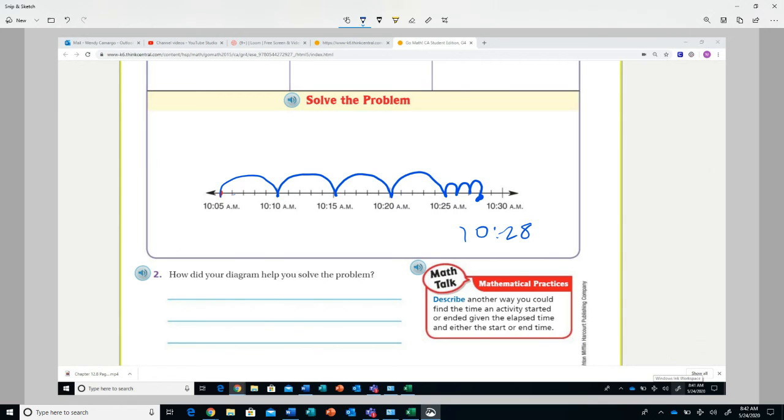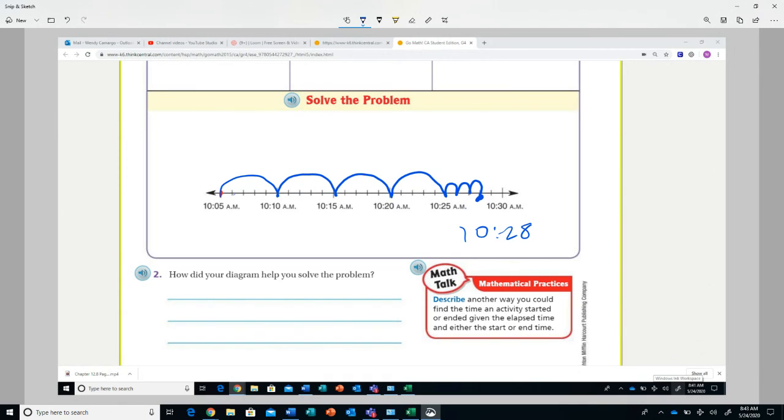How did your diagram help you solve the problem in question 2? Well, it's a good visual way to see the time that has progressed. Yeah, it helps. Addition helps too.